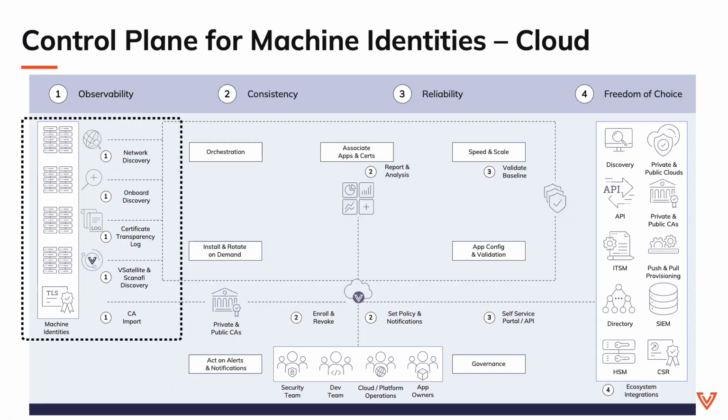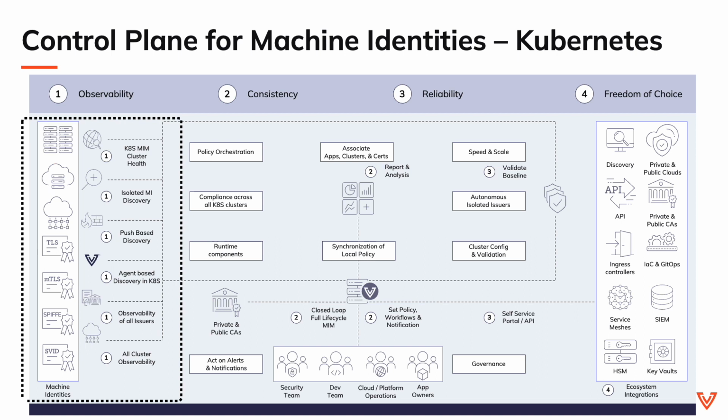The control plane uses multiple methods to continuously discover machine identities on both public and private networks. There's network discovery, which uses TLS handshakes, or you can import your certificate authority, and onboard or on-device discovery that automates the process of importing certificates. Observability means continuing to monitor your environment for replaced certificates, new locations, and old certificates that are still in place so that you always have a solid understanding of the health of your TLS and code signing certificate and keys.